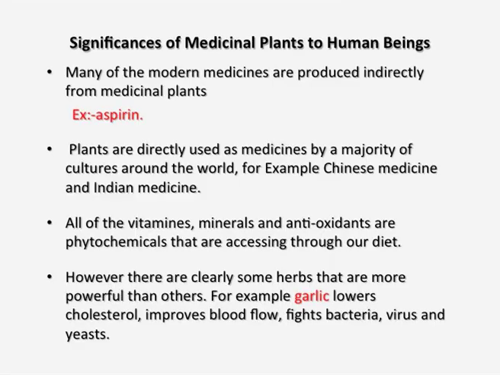Some families like Sapotaceae, Euphorbiaceae, Apocynaceae, Asclepiadaceae members produce latex. This latex is used as a medicine. Let us see the significance of medicinal plants to human beings. Many of the modern medicines are produced indirectly from medicinal plants. For example, aspirin. Plants are directly used as medicines by a majority of cultures around the world.